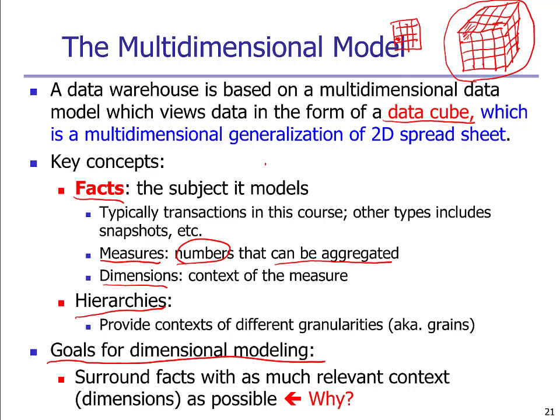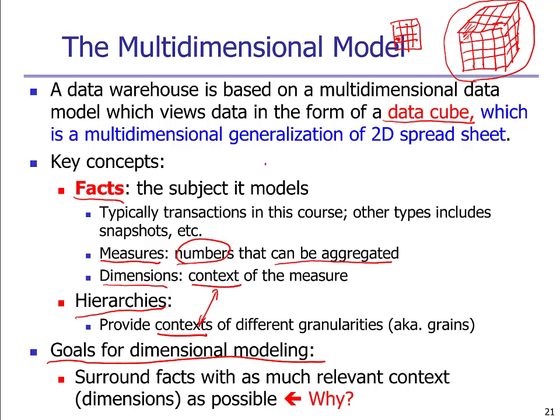Now, hierarchies. Hierarchies provide a context of different granularity, right? Hierarchies are there to describe the dimensions. For example, if the dimension is time, for a specific transaction the time is a specific date, if we ignore the hours and minutes.